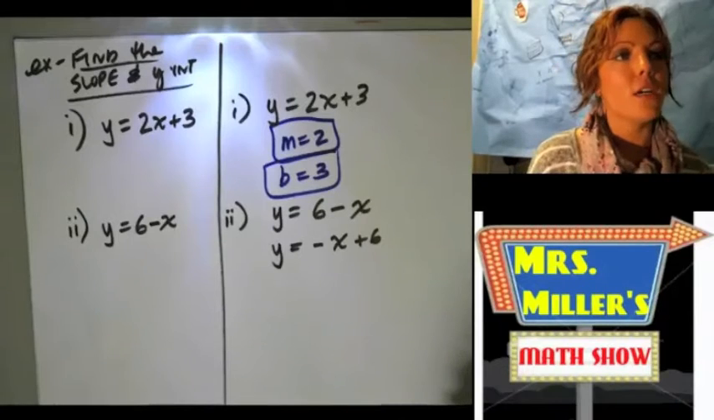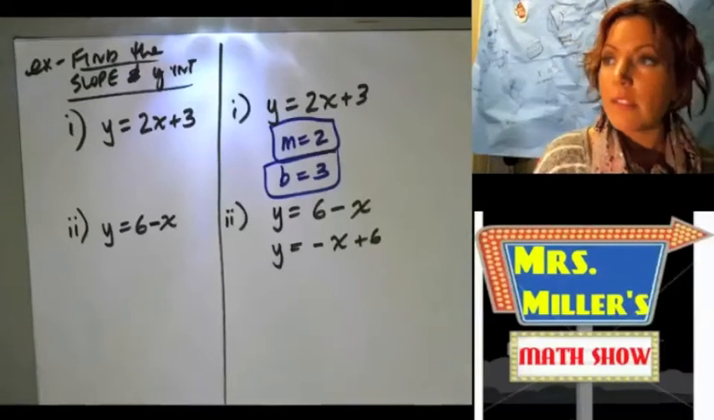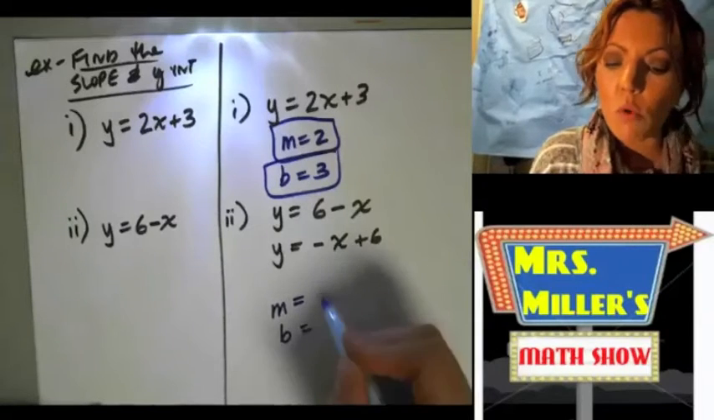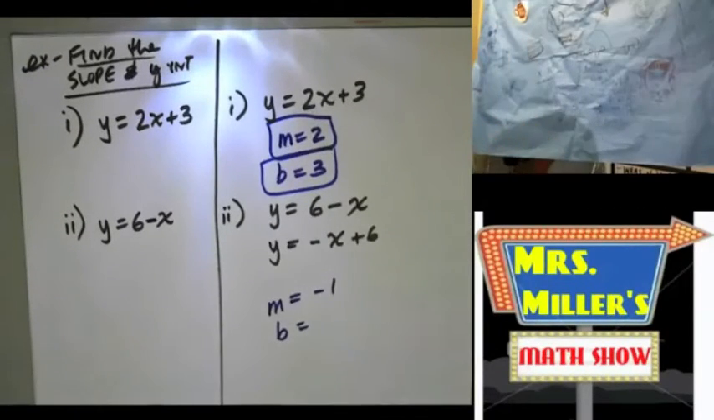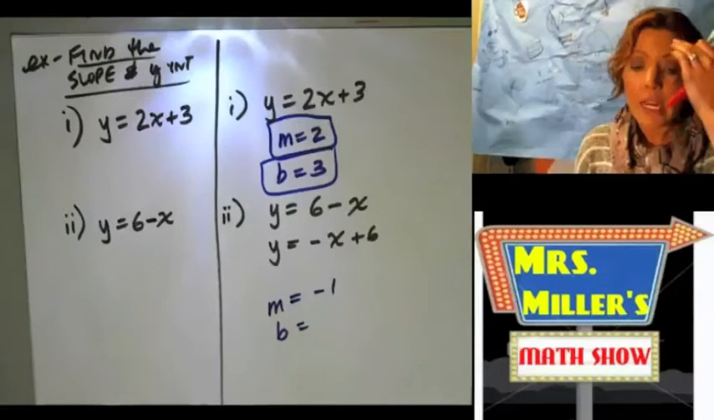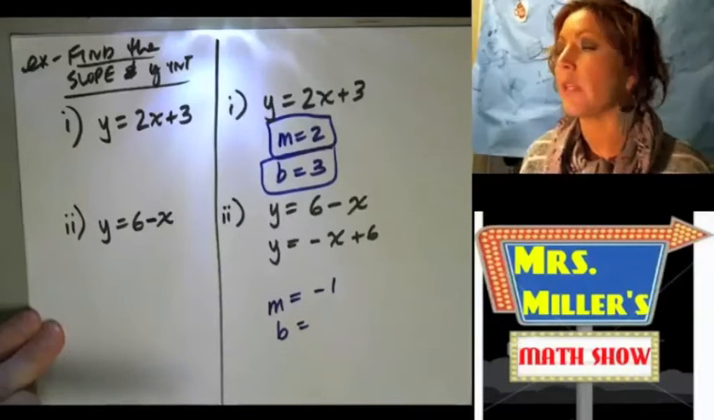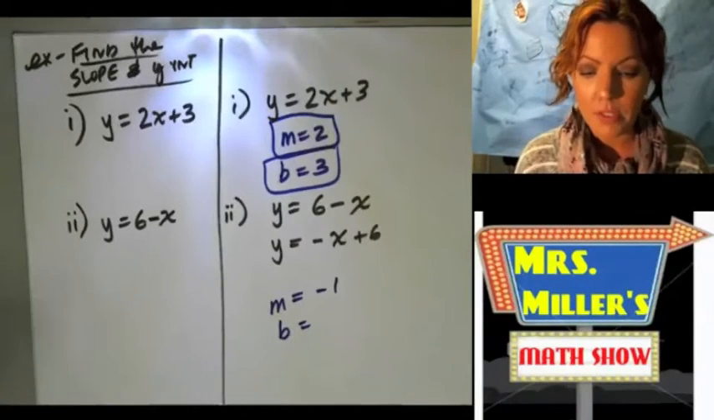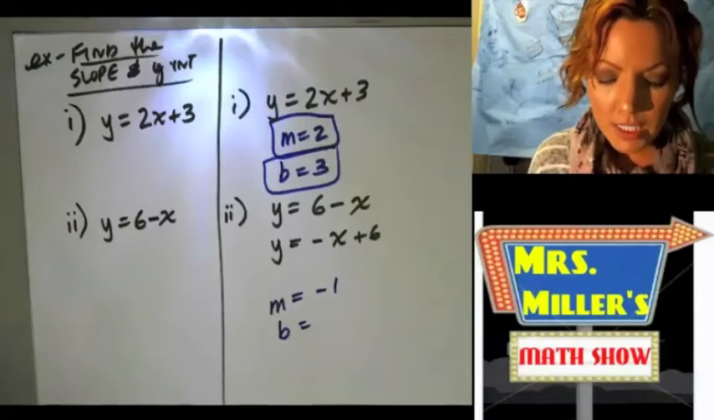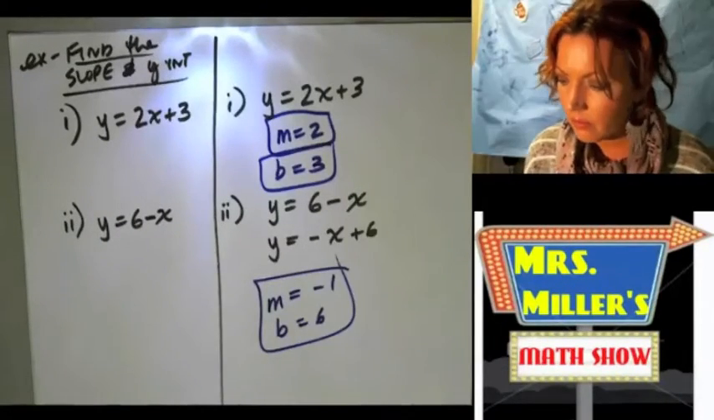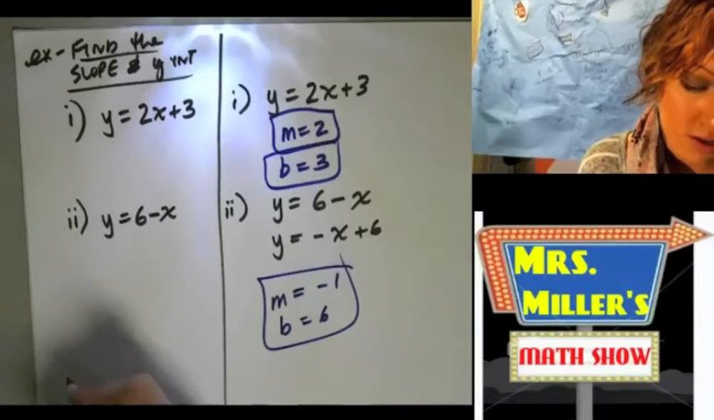So from here, can somebody tell me what the slope is? Tyler. -1. Good. I don't see a 1 there. How did you know that it's -1? Because it's just x and x is 1. Good. There's just an x, there's an invisible 1 in front of it. You don't need a 1 in front of it to know that you only have one of them. Alyssa. 6 is b. Good. 6 is the y-intercept, or b. Perfect. Pretty straightforward.